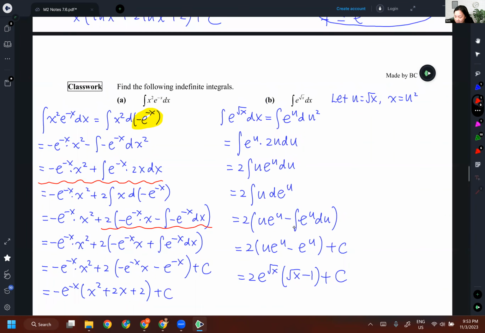Let u be square root x and x be u squared. Now these are just inverses of each other. Now they are the same. And then put it back.